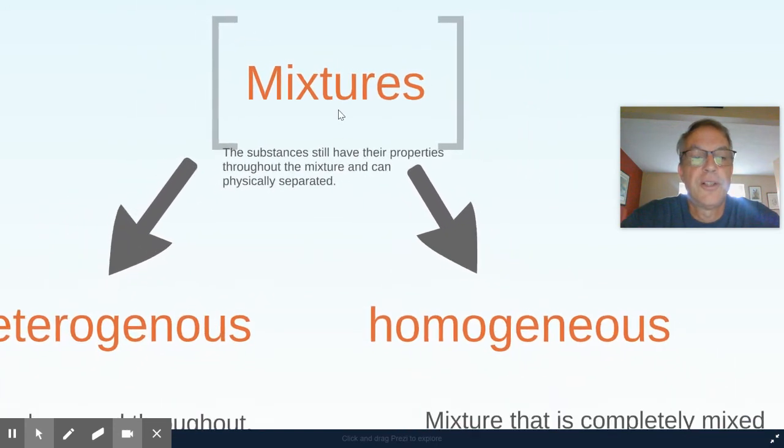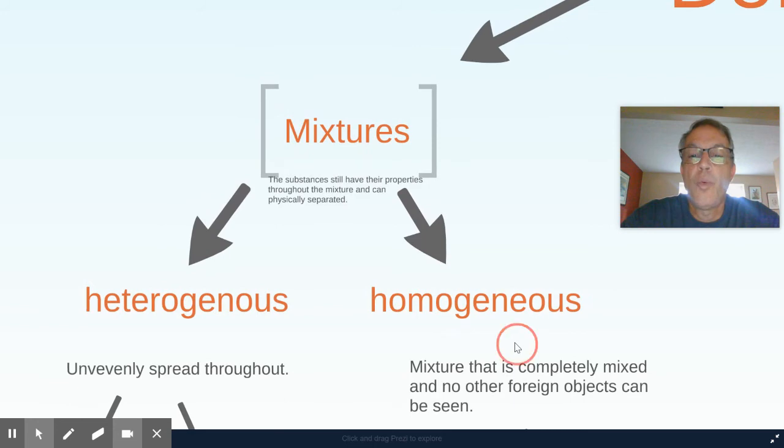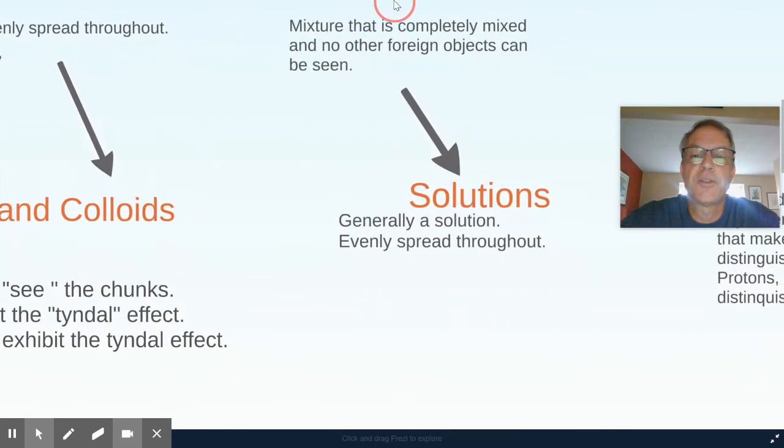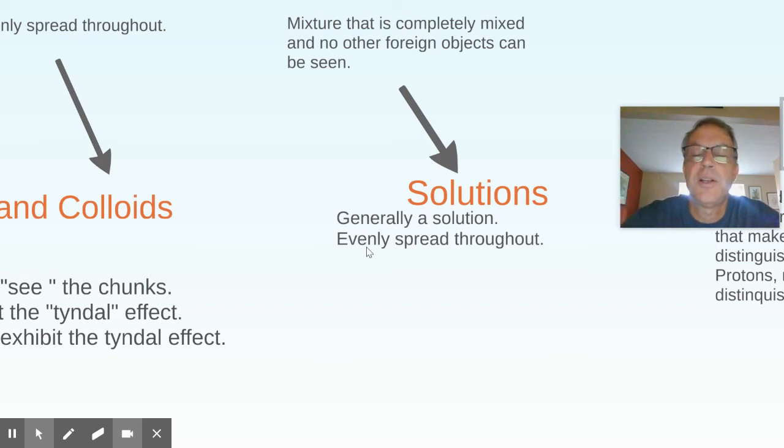Now, there are different types of mixtures. Homogeneous means it's the same throughout. Heterogeneous means it's unevenly spread throughout. We cannot find any foreign objects whatsoever. Solutions is a form. It has a solvent like water and a solute like, for instance, salt.